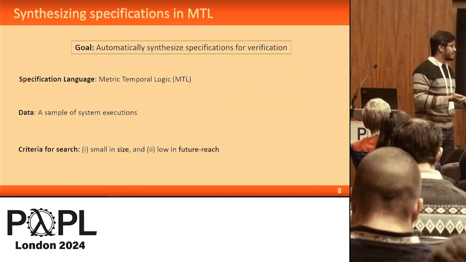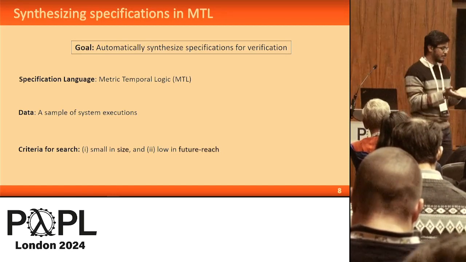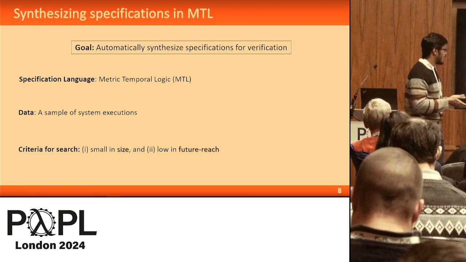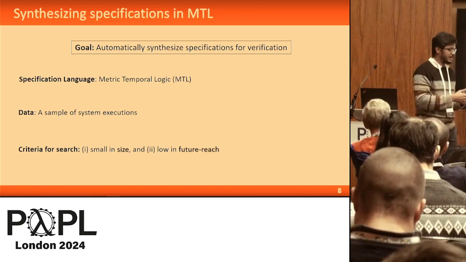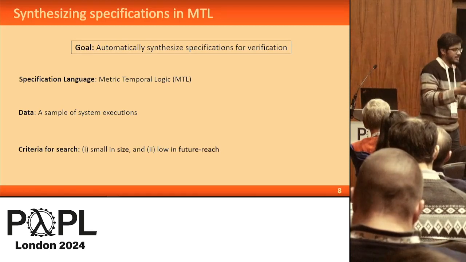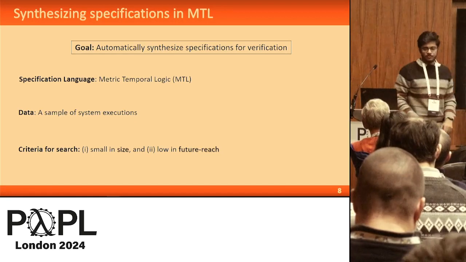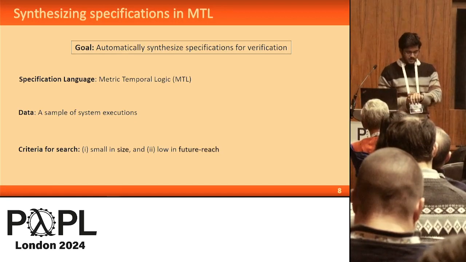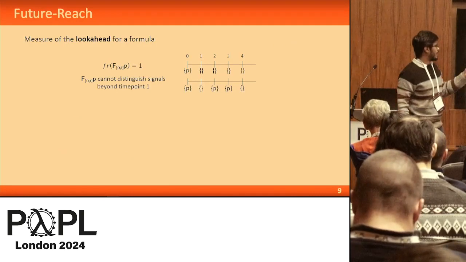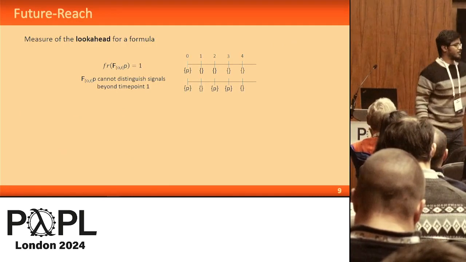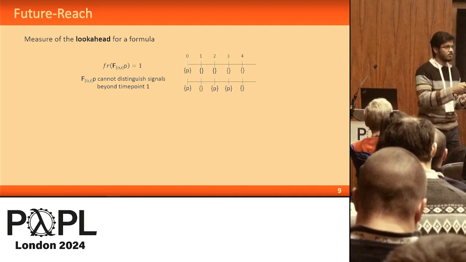Now, given a sample, there are many ways to find a specification. So we need to refine our search. So we consider searching for small formulas because they are faster in verification and they are easier to understand, more interpretable. Also, we want formulas which are low in future reach. So what is this future reach? Future reach is basically a measure of the look ahead of a formula. It tells you how far in the future a formula can look.